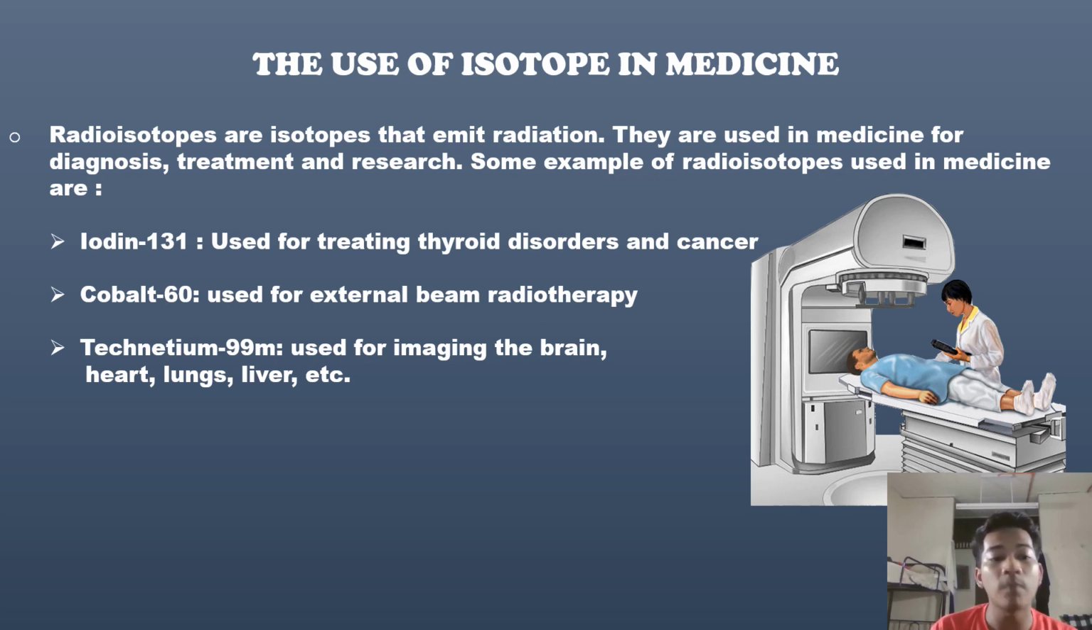After that, cobalt-60. They are used for external beam radiography. And the last one, technetium-99m. They are used for imaging the brain, heart, lungs, liver, and so on.